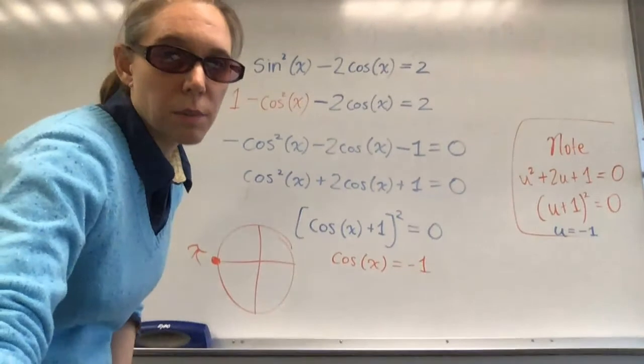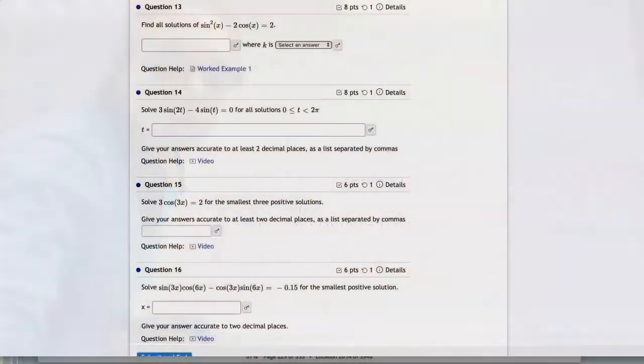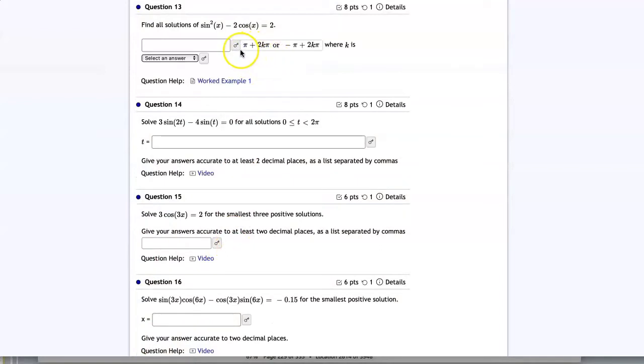Okay, so now let's go back to the computer. So we have pi plus 2 pi k. Now they wrote or negative pi. You could use negative pi. I don't know why you would.